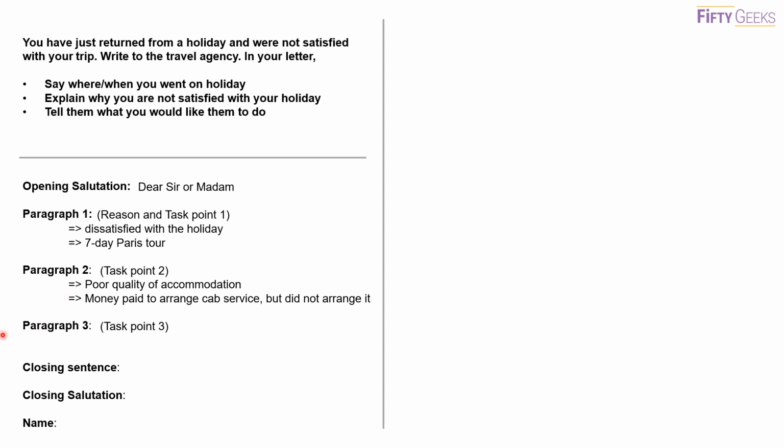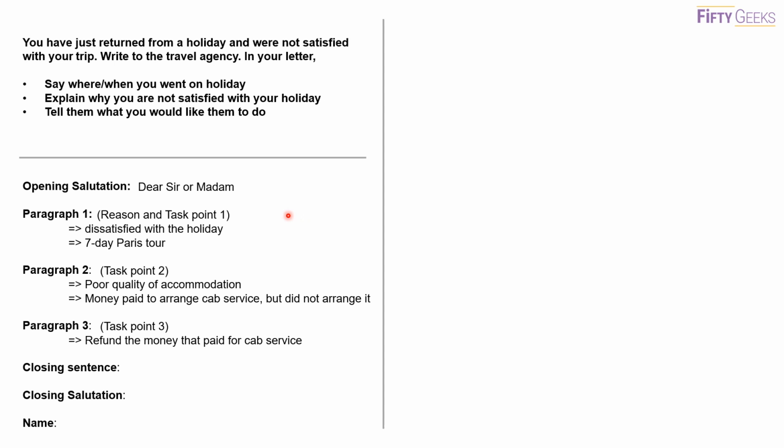In the third body paragraph, we have to say what we would like them to do. I will write here that I need a refund of the money that I paid for the cab service. Then we will write the closing sentence that must indicate that we want some kind of response or reply back from the recipient of this letter. Afterwards, we have to write a formal closing salutation. Here I will write Yours faithfully, and at the end we have to write our full name to make this letter look realistic. Now we are done with our draft and we will start writing our letter.